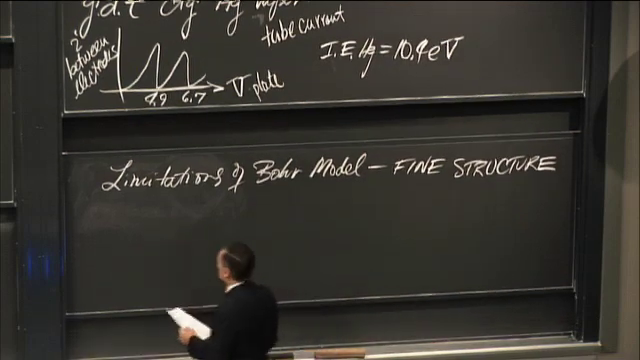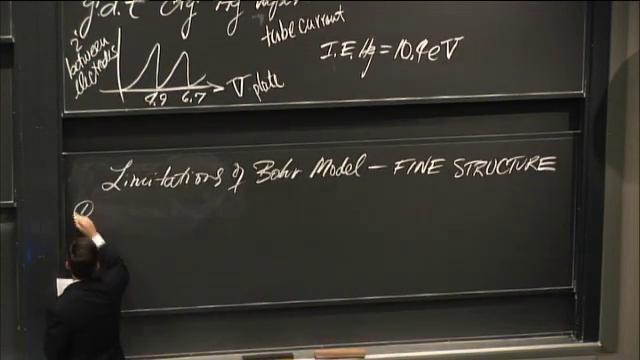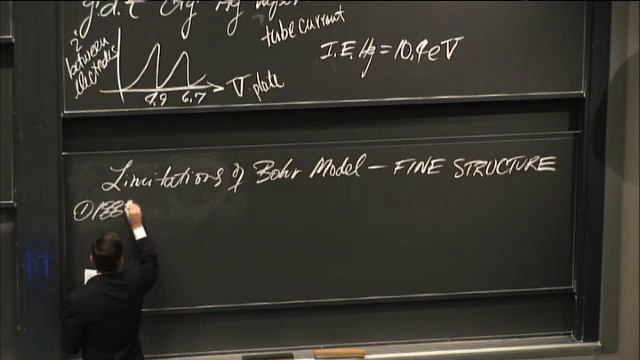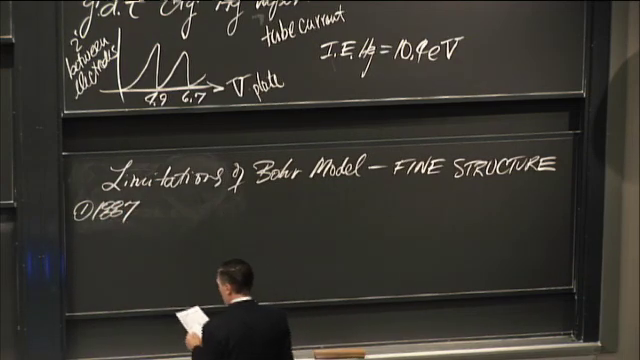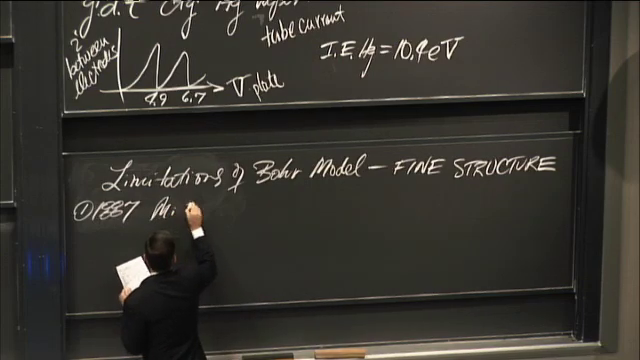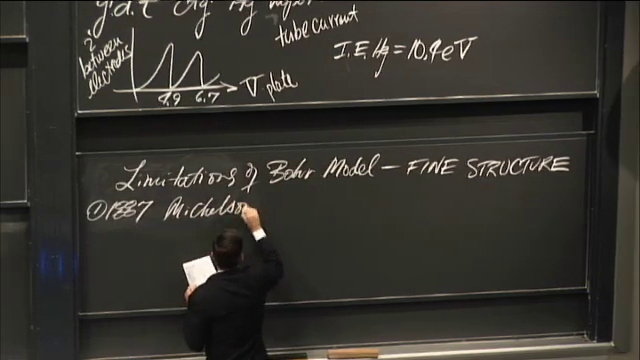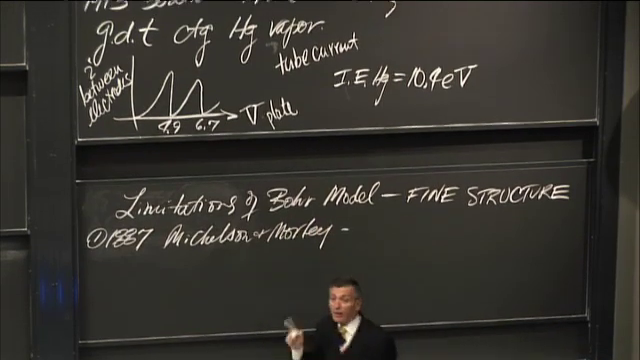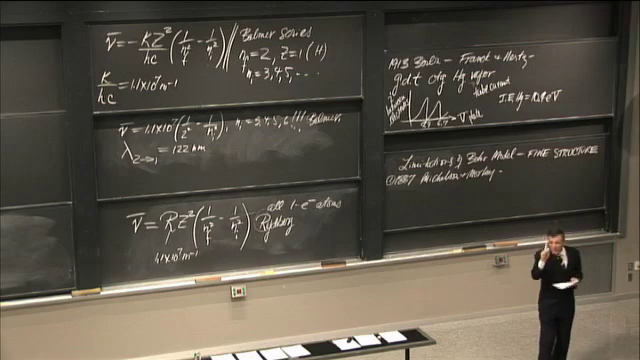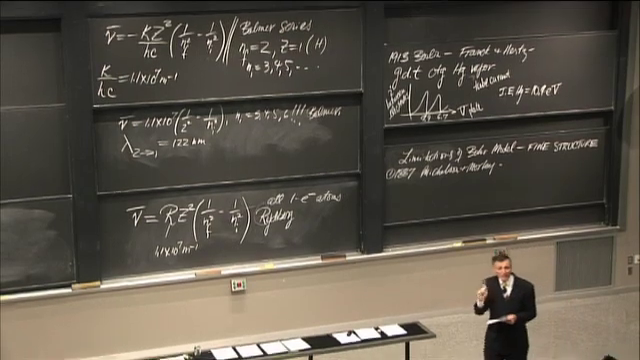So first of all, let's go back to some earlier data, 1887. 1887, there were already data out there that were going to give heartburn to the Bohr model. And those data were taken by Michelson and Morley. Michelson and Morley. And this is everything I've taught you so far, with one exception, has been European science.